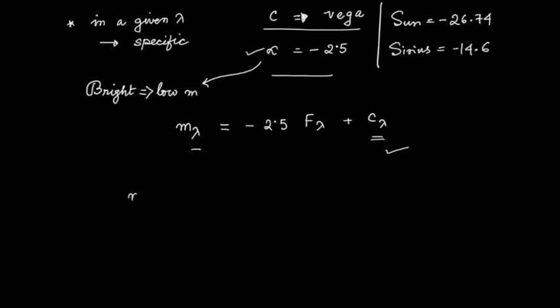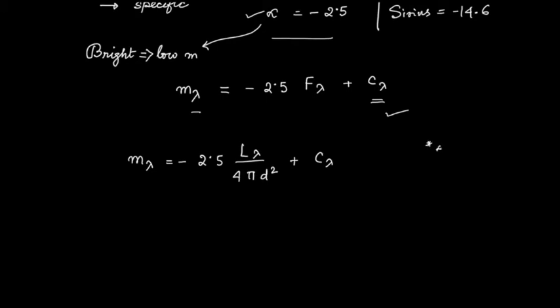So remember that now I can also write m lambda in terms of the luminosity of the star. So the specific luminosity, if it is L lambda, so this is L lambda by 4 pi d square plus C lambda. Maybe we are looking at a cluster of stars. So there are a few stars there, and we are looking at their collective properties. So we are looking at a cluster of stars from the Earth. Now the distance between the cluster and the Earth, which is d, is usually much greater than the distance between the individual stars in the cluster. So I can ignore that.